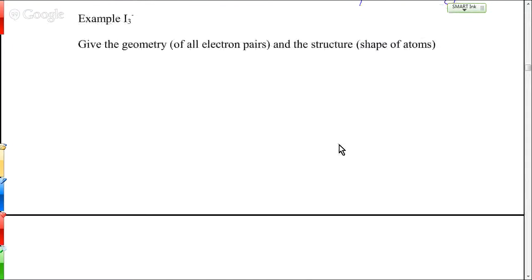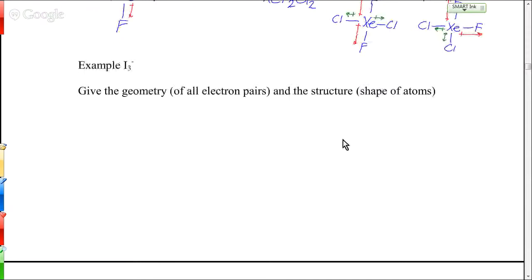Okay, so let's try one more. And then we'll mess it up a little bit. Give the geometry of all electron pairs, so the electron pair geometry, and the structure, the shape of the atoms, the molecular geometry for I3-. We've looked at this triiodide ion before. Let's build the structure again, but this time let's also look at the geometry. See what you get.